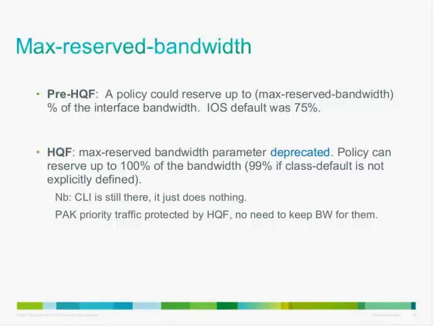Yeah, max reserve bandwidth. In the earlier versions of the IOS, we could configure only up to 75% of the bandwidth available on the interface, and we could stretch it to about 99 or 100% with the max reserve bandwidth command. But now with HQF, we have it built into the IOS, so we don't need to use the max reserve bandwidth command at all. We can directly configure the bandwidth up to 99%. But if we configure class default explicitly, then we can go up to 100% of the available bandwidth on the interface. The command is available, but whether you configure it or not, it doesn't do much. We can anyway configure the bandwidth up to 100%.